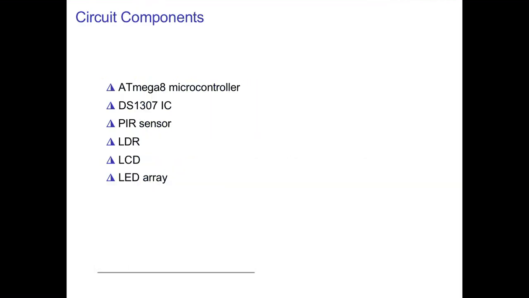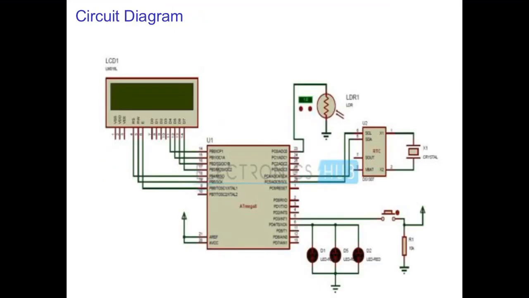Coming to the circuit components, it includes the ATmega8 microcontroller, DS1307 IC, PIR sensor, LDR, LCD, and LED array. Coming to the circuit diagram, this circuit diagram of the LED streetlights shows the LCD, LDR, microcontroller. Then these are the LED array.